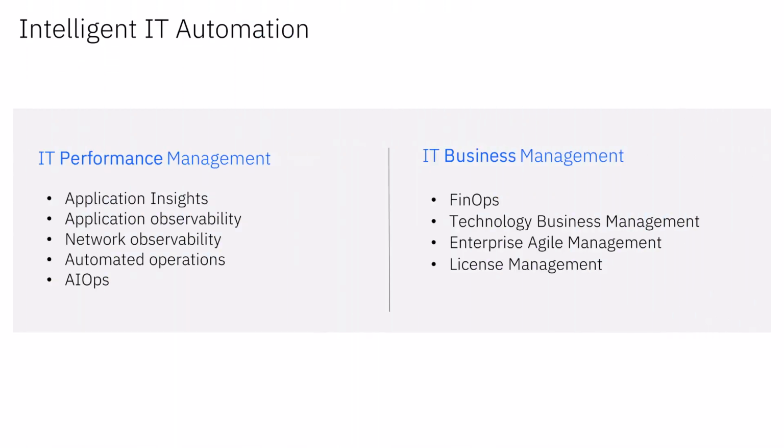IBM's overall strategy in IT automation is to help our clients get maximum value from their IT spend. This strategy is executed while ensuring the ongoing performance, resilience, and uptime of our clients' IT systems and the supply chain that supports those applications, all at the lowest possible cost. The integrations and technologies are broadly categorized as IT performance management and IT business management. We'll take a look at each one of these in the next section.